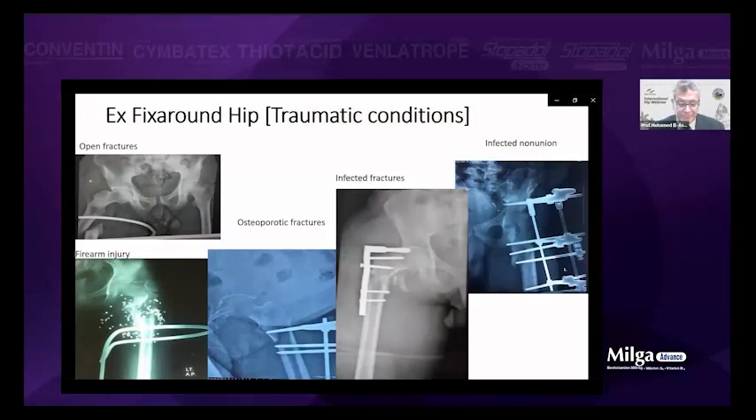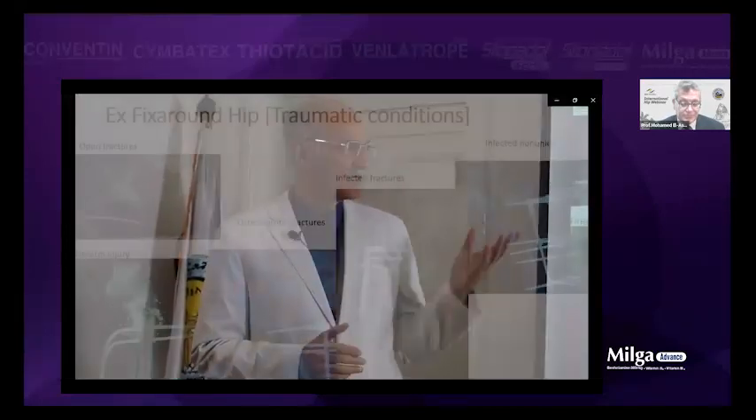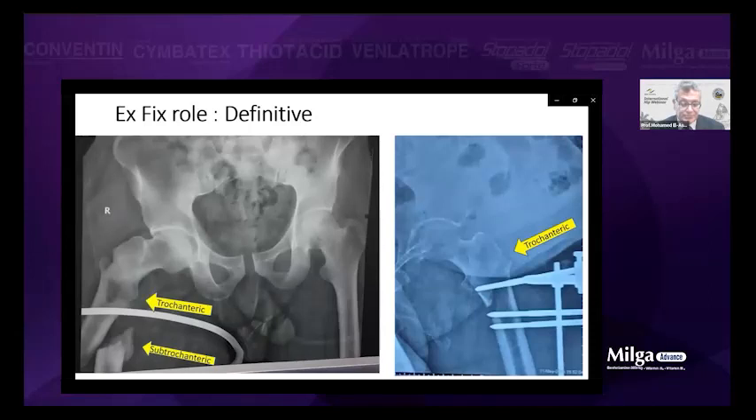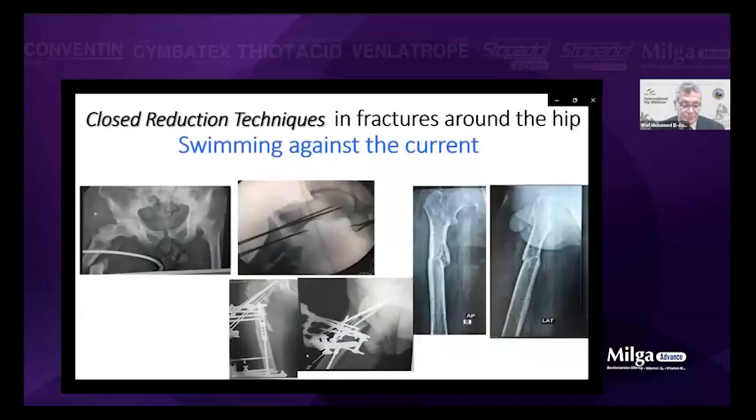What are the indications of external fixation of the proximal femur? We can use it in proximal fractures, open fractures, osteoporotic fractures, firearm injuries, infected fractures, and infected non-union, and these are examples. You can use it not only as a temporary fixator, but as a definitive fixator, like this case of trochanteric and subtrochanteric fracture. And in the other case, we have a trochanteric fracture after fixation with an external fixator.